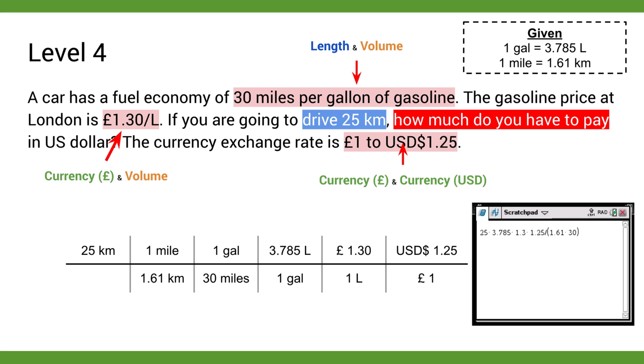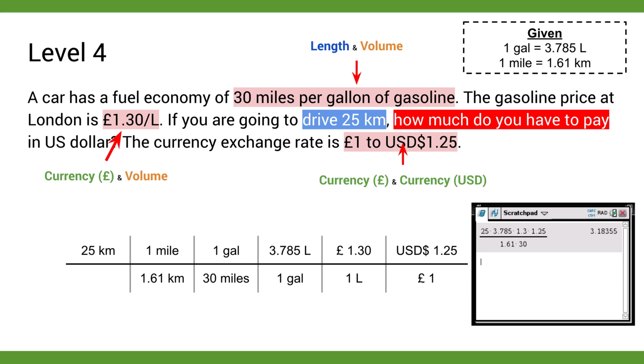And then again, like I said before in level 2, when you divide numbers in the denominator, make sure that you put a pair of parentheses around the numbers in the denominator. So you have 1.61 in the denominator, you have 30 in the denominator. They would multiply together, but make sure you put them inside the pair of parentheses. So with that, we can go ahead and calculate. If we type it in, you will get 3.18355. That would be the answer in US dollars.